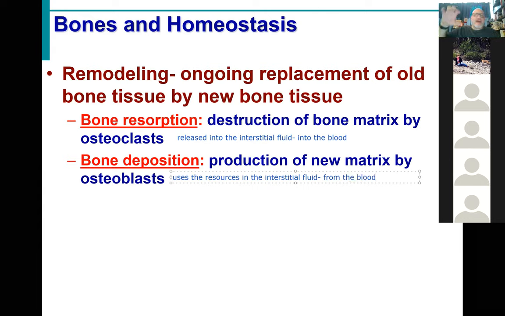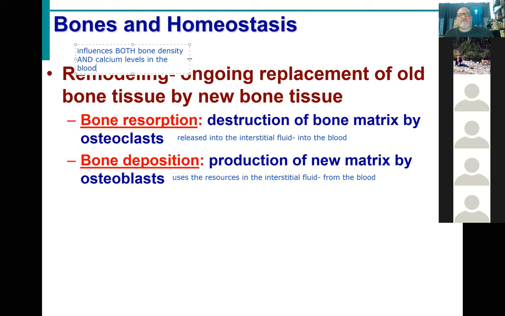So notice, and again, we'll take calcium as the best example. As bone is resorbed, we are taking the calcium out of the matrix and releasing it into the blood. When we're depositing that calcium into the bone, we are taking the calcium out of the blood and depositing it into the bone. So as we talked about, one of the keys to this remodeling process is that remodeling influences both bone density and calcium levels in the blood. So those two factors go hand in hand.